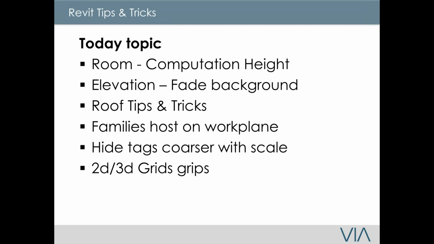Height tags coarser with scale. This is one of the big issues. Sometimes users just say, okay, where's my tag? So how do you control that?